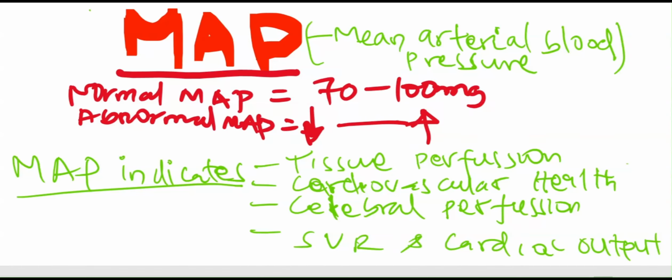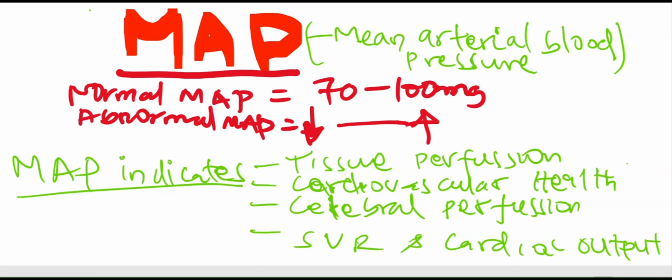Let's talk about MAP. You know why I want to talk about MAP today? Because it's the most ignored blood pressure parameter when nurses or healthcare providers are taking blood pressure measurements. And MAP simply stands for mean arterial blood pressure. And what is mean arterial blood pressure? It's the pressure exerted by blood in the arteries.